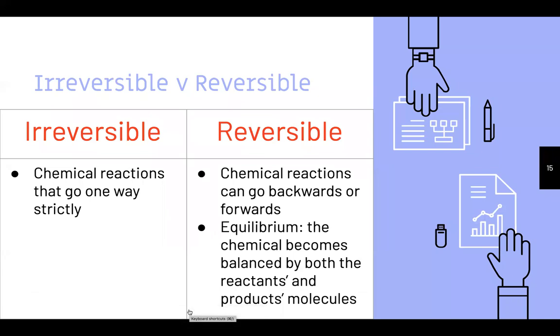So we can go into chemical reaction types, right? There's irreversible and reversible. The irreversible states that chemical reactions go only one way, while reversible say that they can go either backwards or forwards. And there's also another term right there called equilibrium. The chemical becomes balanced between both the reactants and products molecules, excuse me.